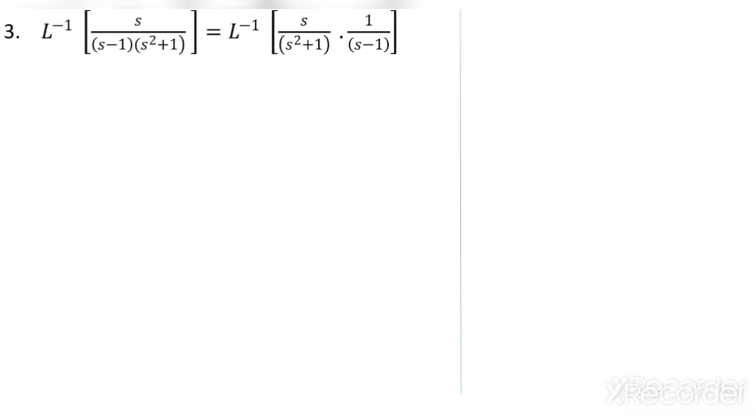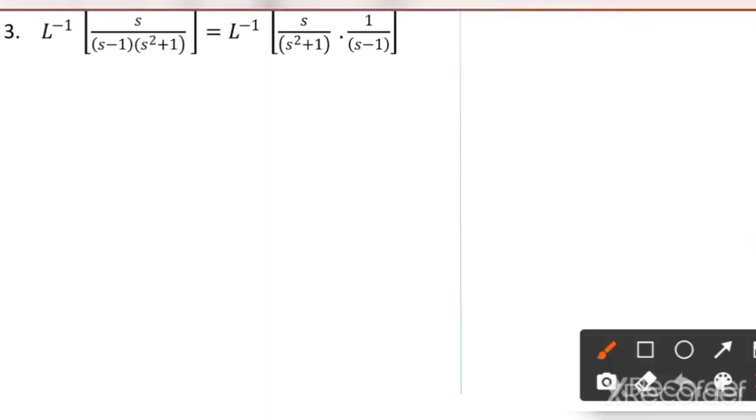So here again we have to use the convolution theorem. So split into two simpler functions. So I have taken s by s square plus 1 into 1 over s minus 1. Here you have to be a little cautious. It's simple actually. I have taken s by s square plus 1 and 1 by s minus 1, instead of taking 1 by s square plus 1 and s by s minus 1. So why? Because for s by s minus 1, L inverse directly I cannot get. I can get it by further simplification.